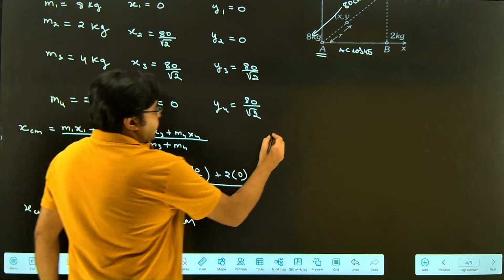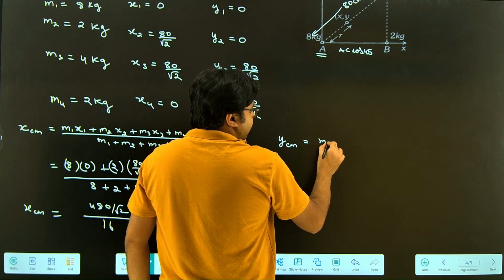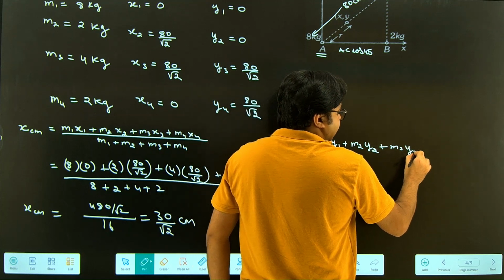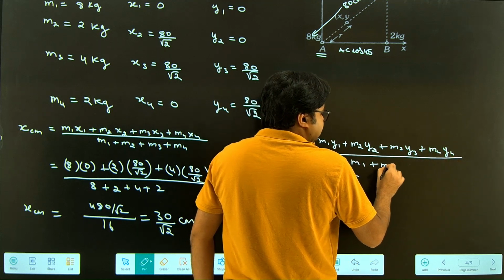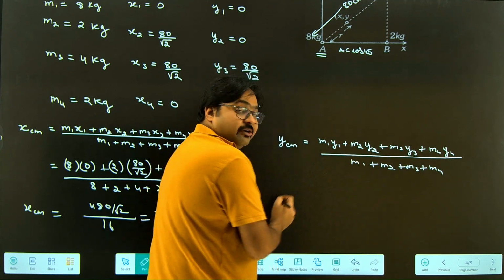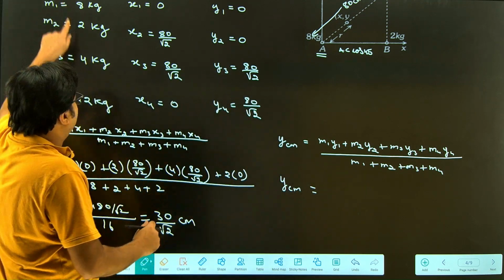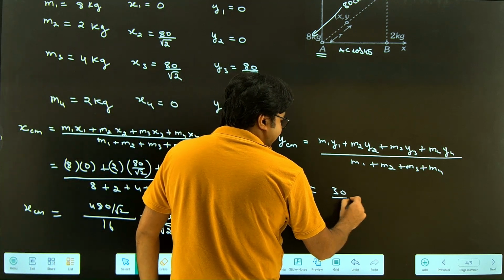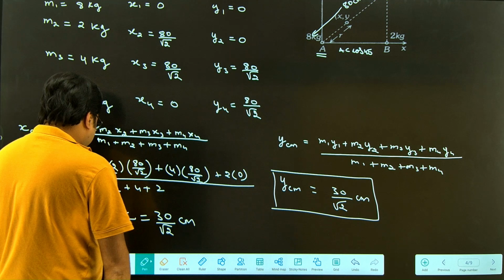We have the y coordinate of center of mass being given by ycm, that's equal to m1 y1 plus m2 y2 plus m3 y3 plus m4 y4, whole thing divided by m1 plus m2 plus m3 plus m4. That's how you would figure out the center of mass for the y coordinate. And you will see after substitution, you have all the masses and all the y coordinates, and you will see the answer is going to be similar, which is 30 divided by root 2 centimeter. Now we have found xcm as well as ycm.